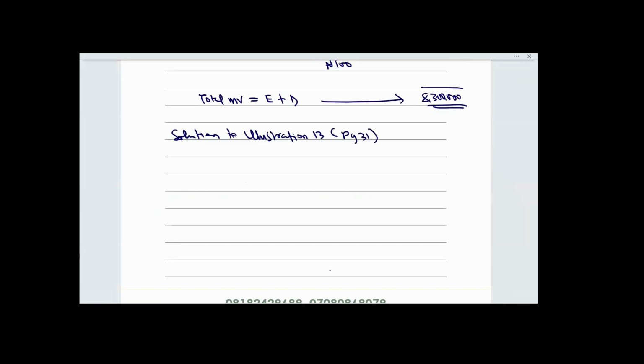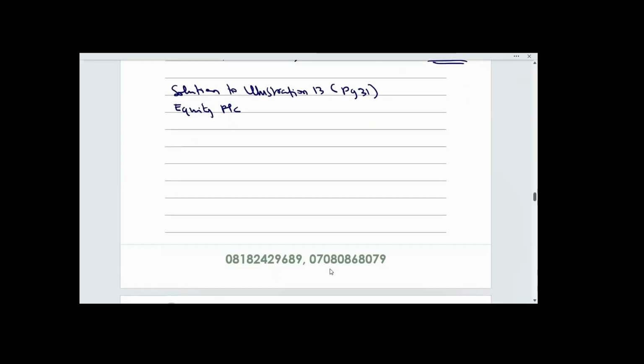So the name of the company is Equity PLC. We're asked to calculate cost of capital. So to do this, I'll go to the balance sheet. I will go to the capital structure in the balance sheet to see how the company finances its operation.